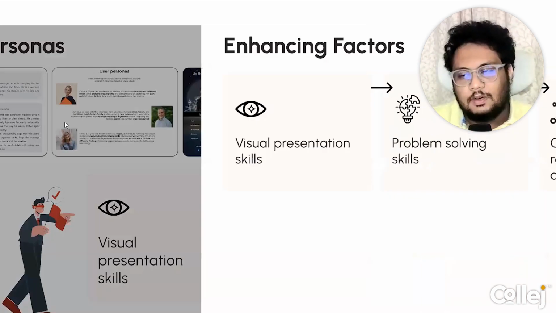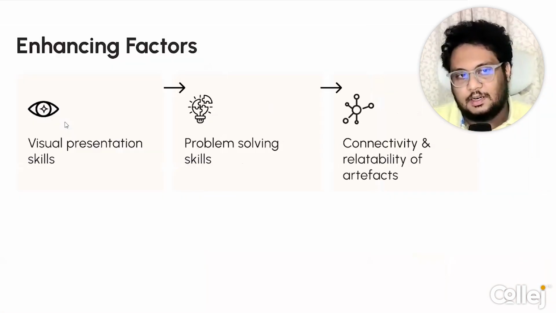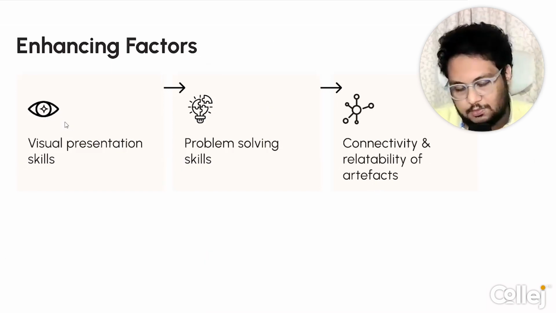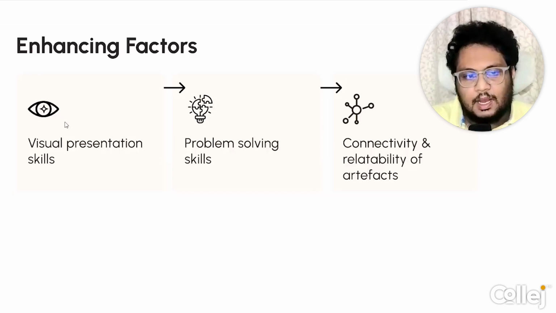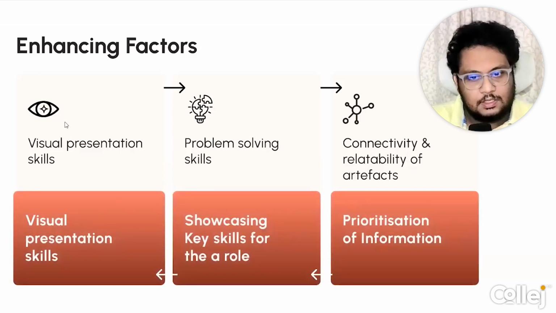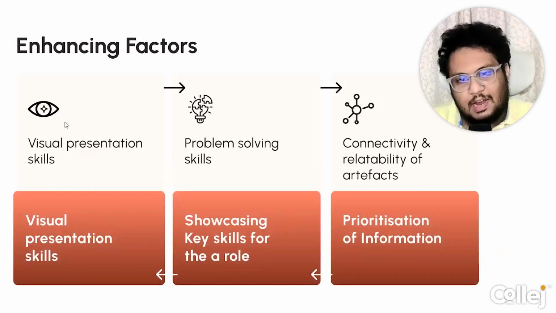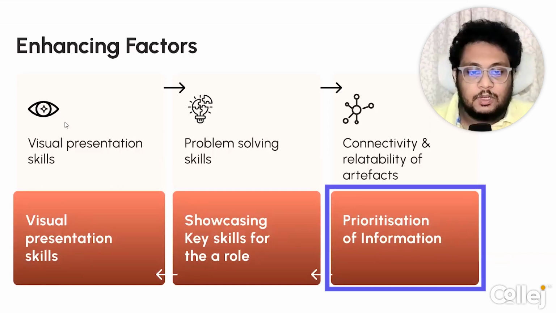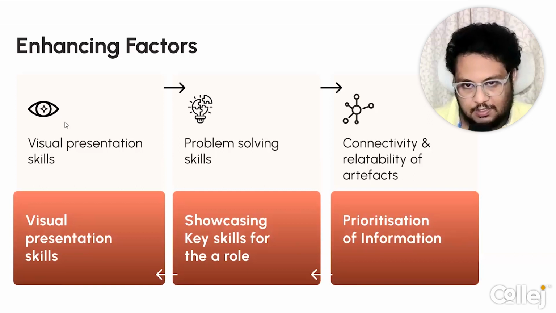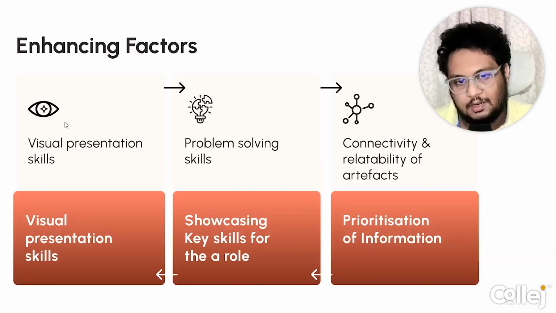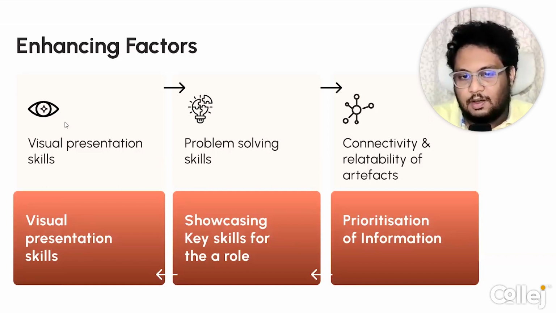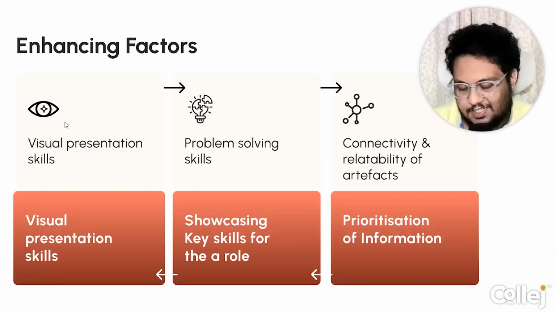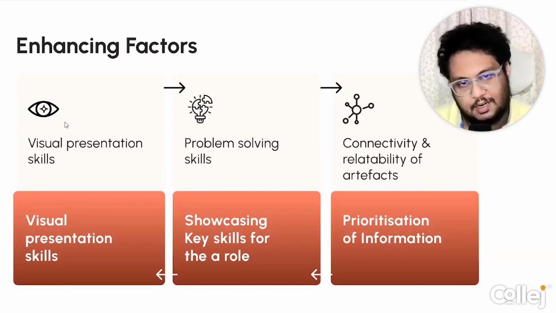Now if you look at the factors that we considered, these were the factors that are important for our portfolio to stand out, and these are the things we have to do in order to achieve them: prioritizing the information, which we have done as part of our design exercise, and then prioritizing the skills we want to showcase, and also enhancing them with a few visual treats, right?